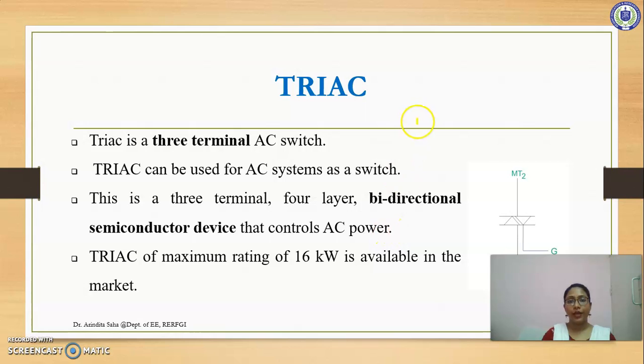Next is the TRIAC. TRIAC is a 3-terminal AC switch, a bidirectional semiconductor device. It has 4 layers as well as 3 terminals, but it is bidirectional in nature. TRIAC can be used for a maximum of 16 kilowatt which is available in the market nowadays.